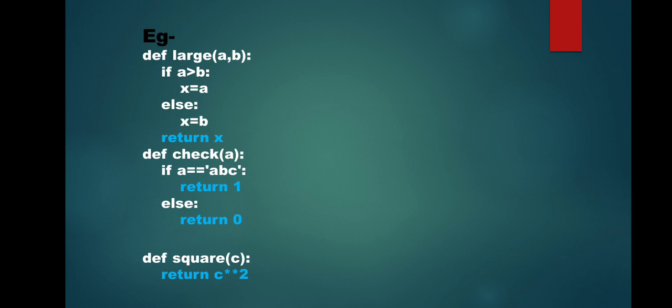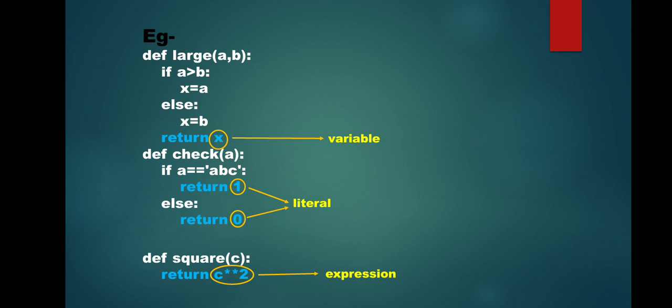Let us see. Here is a function large. This function is returning x. There is a function check. It is returning 1 or 0. Then there is a function square. It is returning c exponentiation 2. So this x is a variable, so the function is returning a variable over here. 1 and 0 are literals, so the function is returning a literal. And here c exponentiation 2 is an expression. So you can notice over here that the function can return any of these types of values, right?